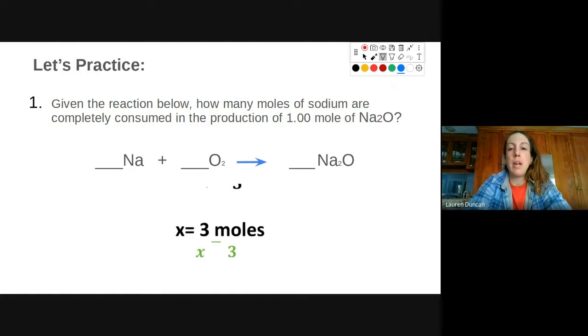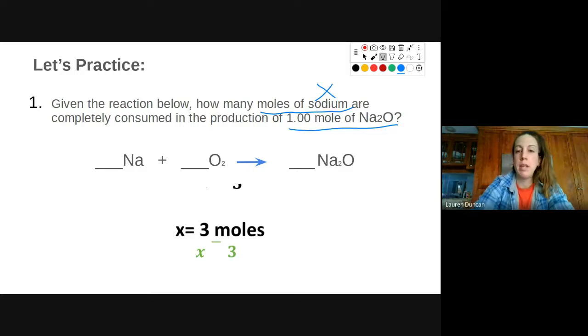Given the reaction below, how many moles of sodium are completely consumed in the production of 1 mole of sodium oxide, Na2O? So that's my X. Step 1, this is obviously not balanced, so we're going to balance this. To balance this, I need to put a 2 here, a 4 here, and a 1 here. Trust me on that, that's balanced.